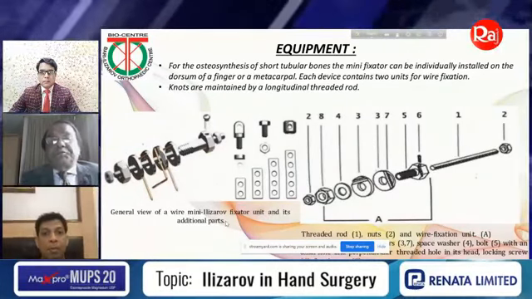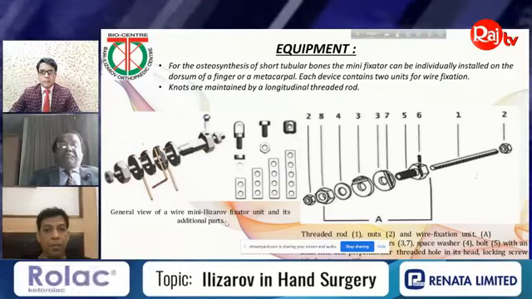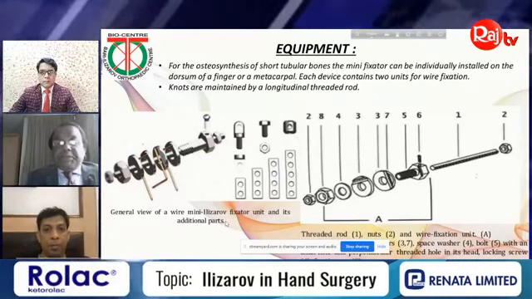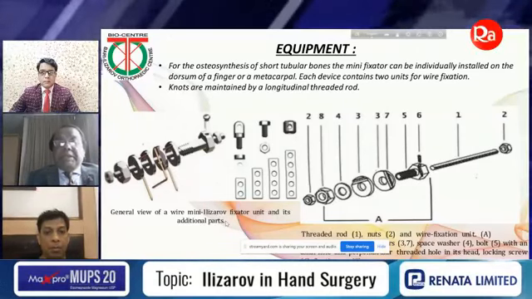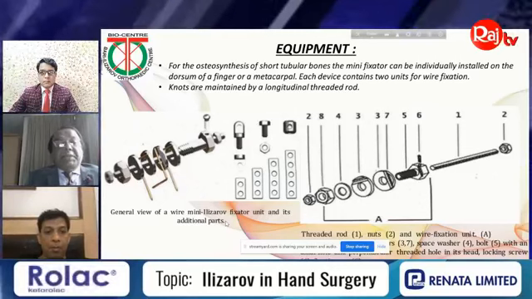Professor Ilizarov was always fond of saying, no surgery is justified, no reconstructive surgery by the Ilizarov technique, unless you have got a competent idea regarding the technique and the apparatus.